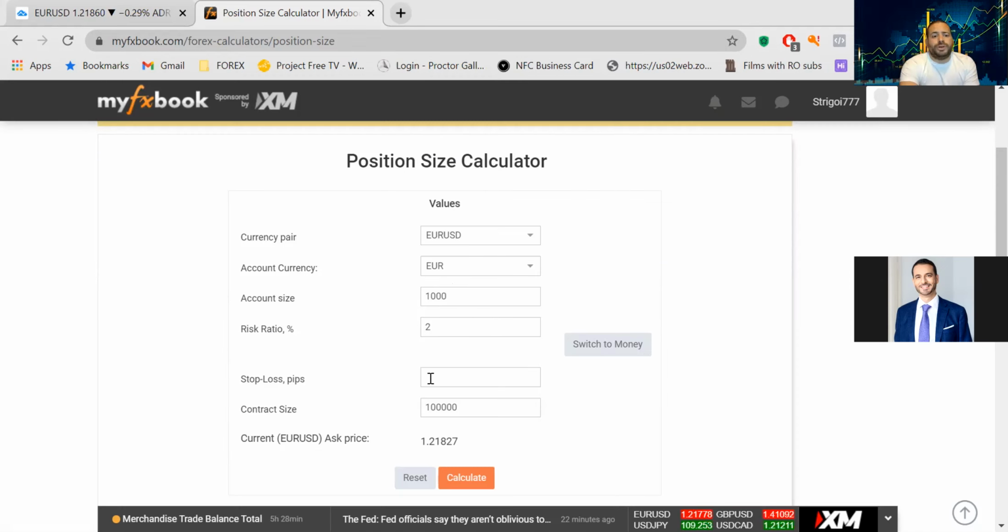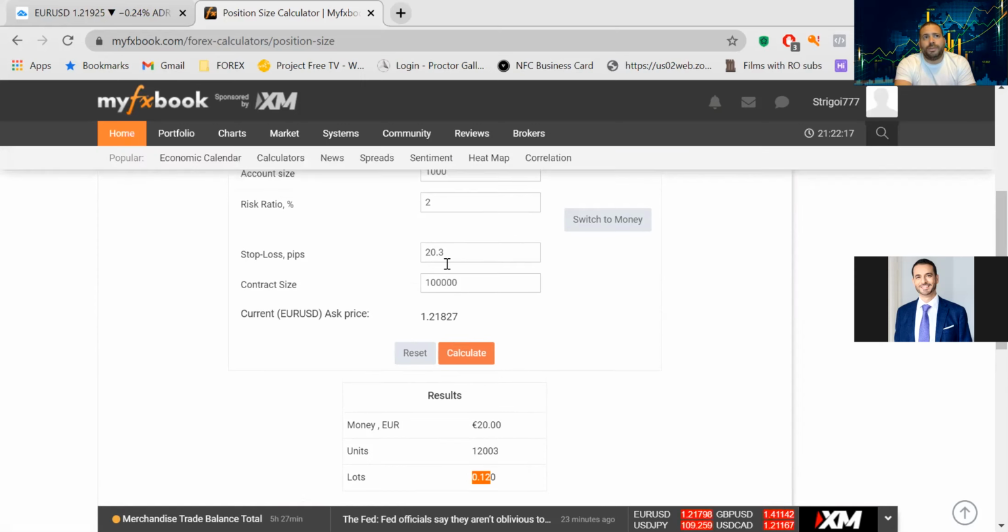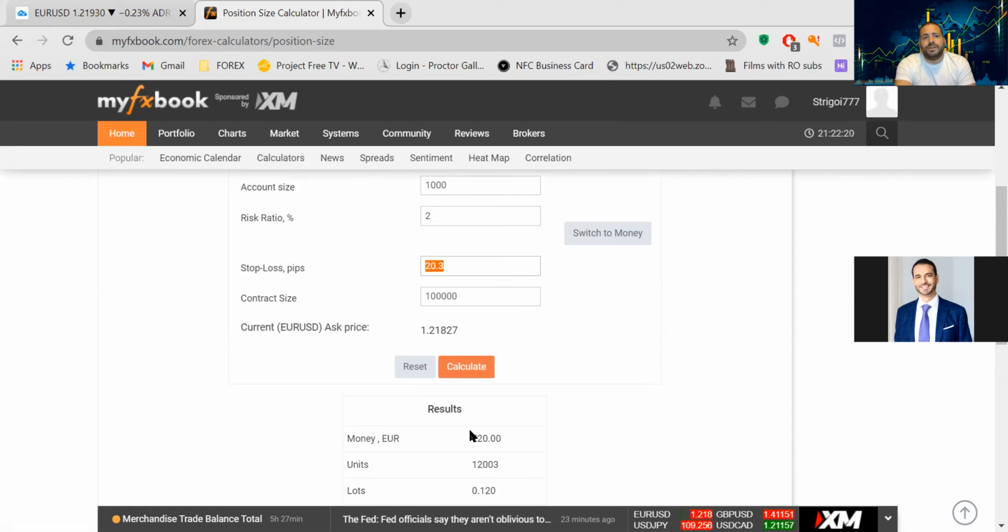So I just put 20.3 pips. And now I calculate. So look, it's telling me that if I only want to risk 20 euro, remember that 20 euro is 2% of 1,000. If I only want to risk 20 euro, this should be my lot size. Why does this matter? Because the lot size, as you've no doubt learned from the academy, will determine the value in euro or dollar terms of each pip. So in this case, with a lot size of 0.12, 20.3 pips equals 20 euro.